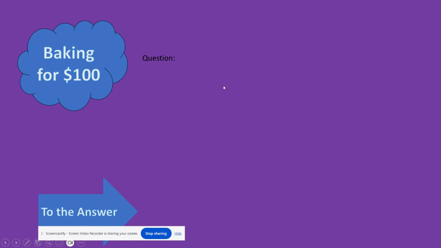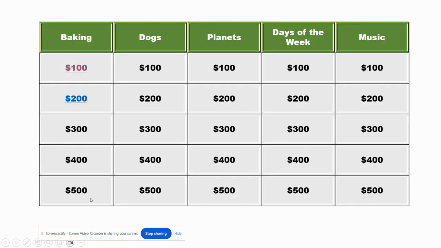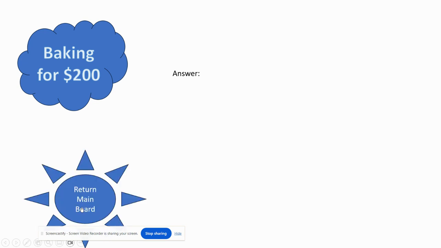Baking for 100. Here's a question. As soon as I have answered the question, I'm going to go to the answer, and it takes me to the answer board. So the answer is going to be right in here. Then I'm going to click return to the main menu board, and it takes me back here where I get to pick another category. So I will pick my baking for 200, and look at that. Okay, so I might not have done this right, but let's see if I go here to the answer and then return to the main menu board.